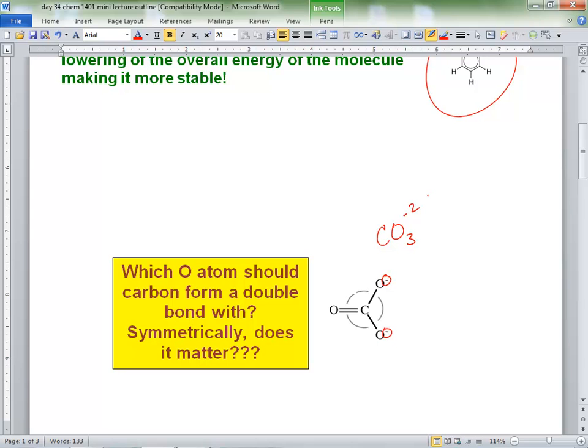And its name, because we have to know this, right? The darn final exam is going to be here before you know it. What's the name of this? Oh, carbonate.